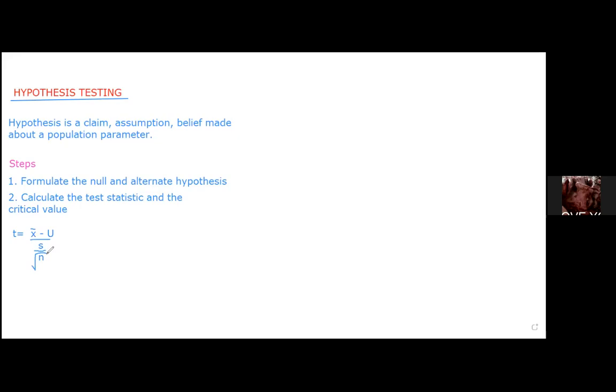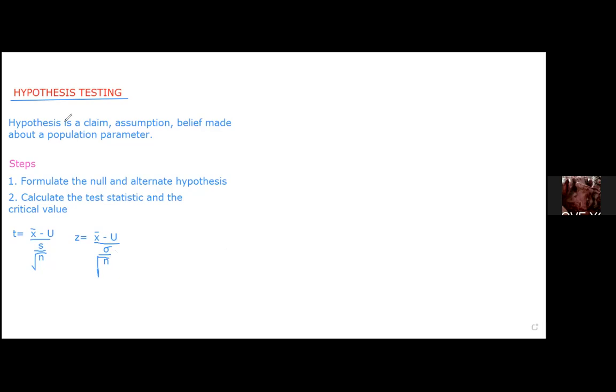We also have z, but under research methods, you won't use it. For the z, it is x bar minus mu over the population standard deviation over root of n. So x bar minus mu all over the population standard deviation, okay, over root of n.